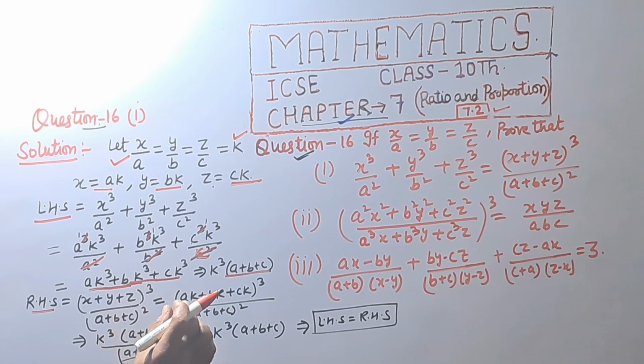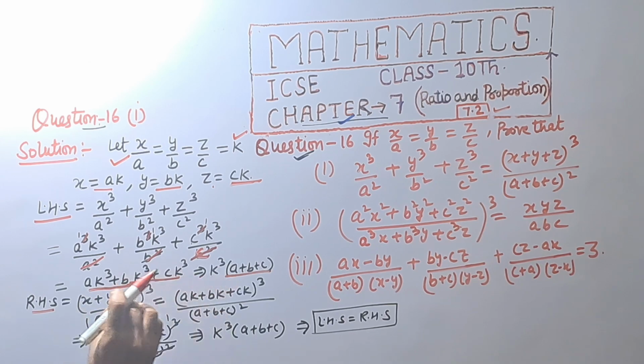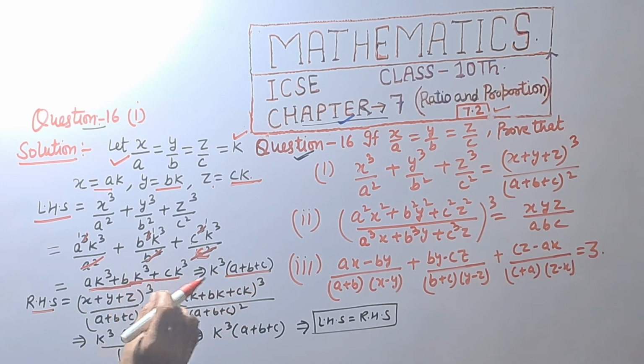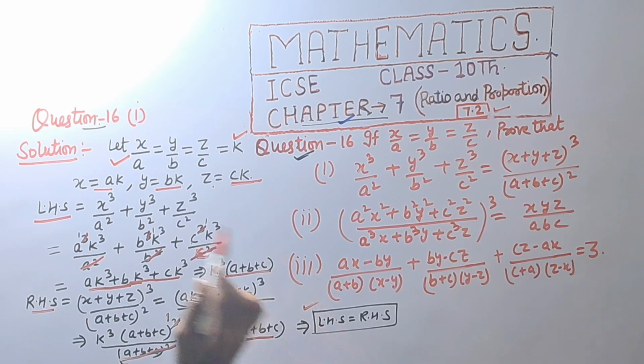So right hand side is (x plus y plus z) raised to power 3 upon (a plus b plus c) raised to power 2. We are putting x equal to ak, y is equal to bk, and z is equal to ck raised to power 3. K raised to power 3 is common. (A plus b plus c) raised to power 3 in bracket, (a plus b plus c) raised to power 2. 2 power is cancelled and 1 power is remaining. We get k raised to power 3 into (a plus b plus c). Left hand side is equal to right hand side, hence proved.